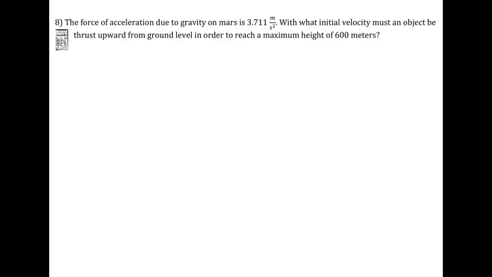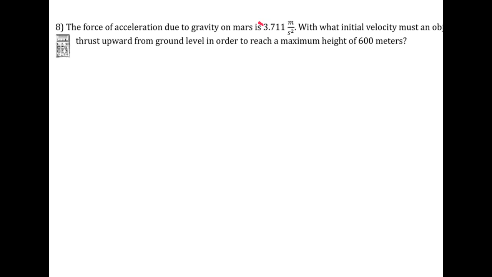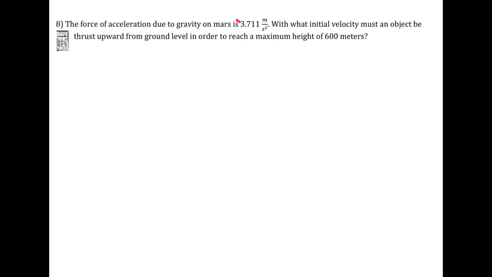Alright, problem number 8, similar but not quite as straightforward. The force of acceleration due to gravity on Mars is, it says 3.711. We should make that a negative 3.711. Hopefully your sheet says that by this point. The force of acceleration due to gravity on Mars is negative 3.711 meters per second squared, and we want to know with what initial velocity must an object be thrust upward from ground level in order to reach a maximum height of 600 meters.